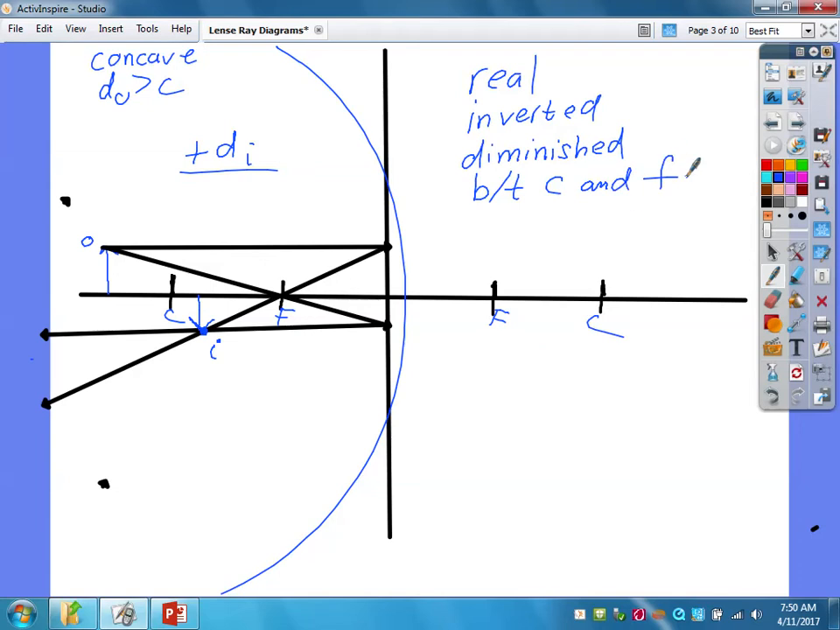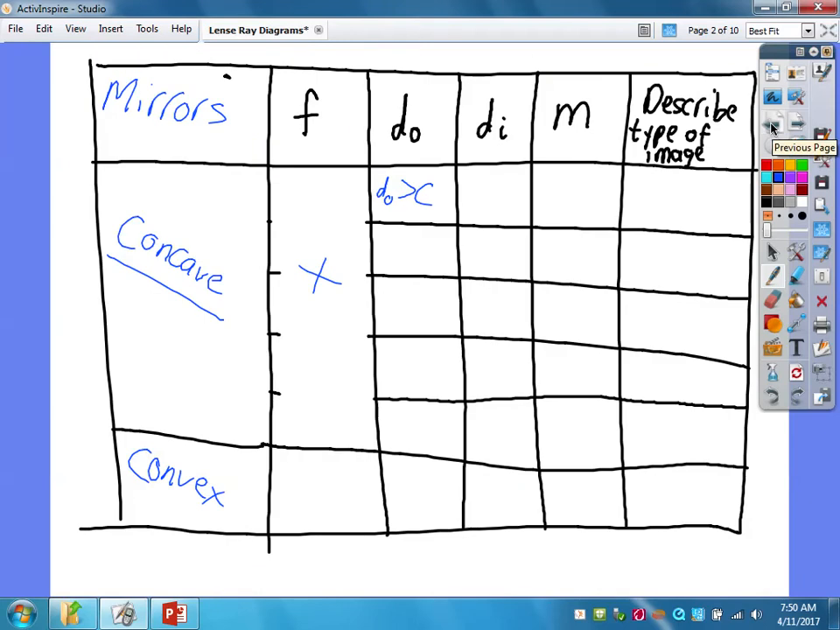You can use capital F or little f. I don't distinguish it too much. They both basically are the same to me. So between C and F, that's how we would describe it. So if we go back to your chart, for the image distance, we're basically saying where is it. The image distance is going to be less than C but greater than F.